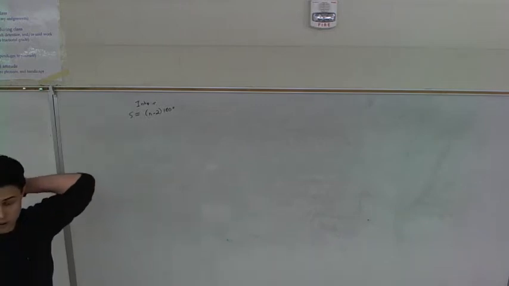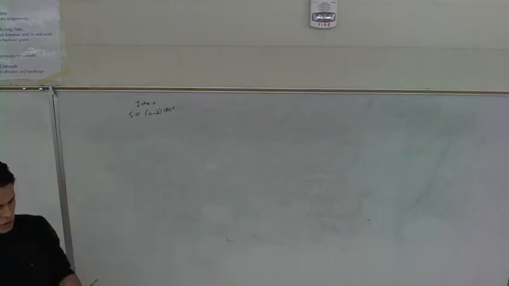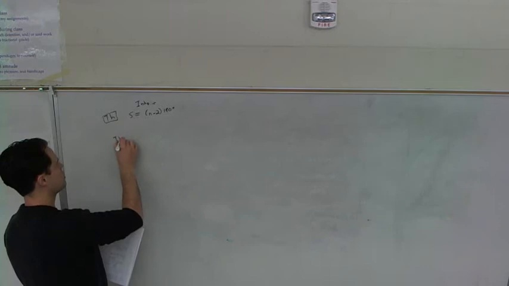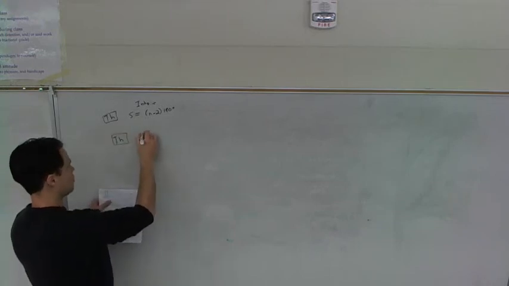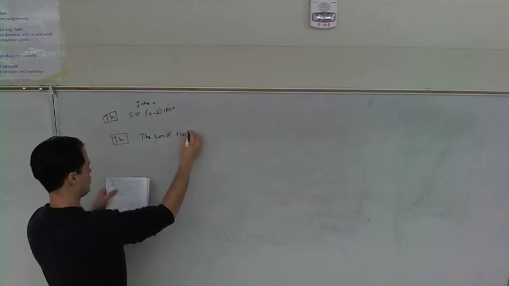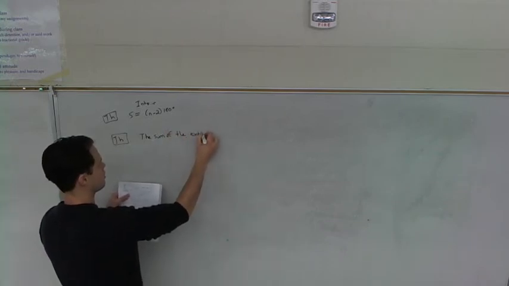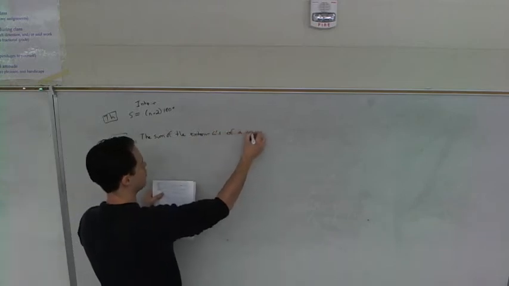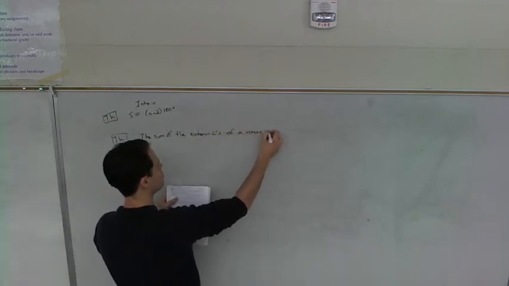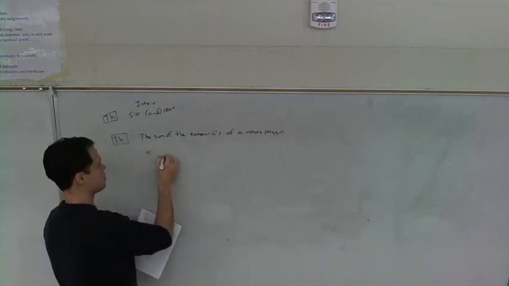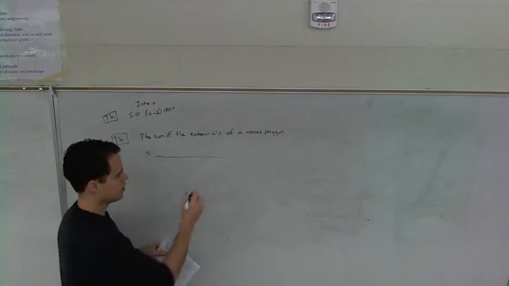Okay, so exterior, that's what we're going to look at now. So that was one theorem that we looked at yesterday. This theorem we didn't do. The sum of the exterior angles of a convex polygon is, let's try to discover this.